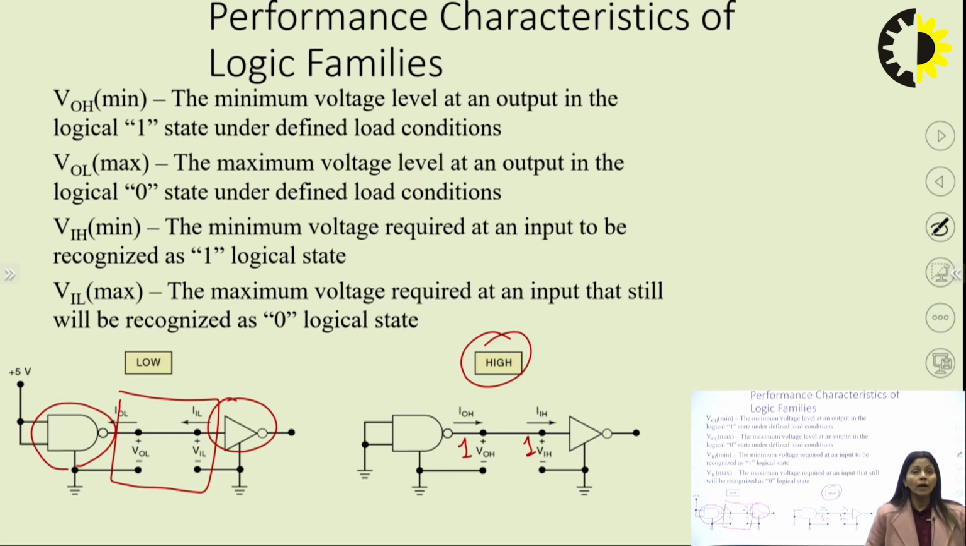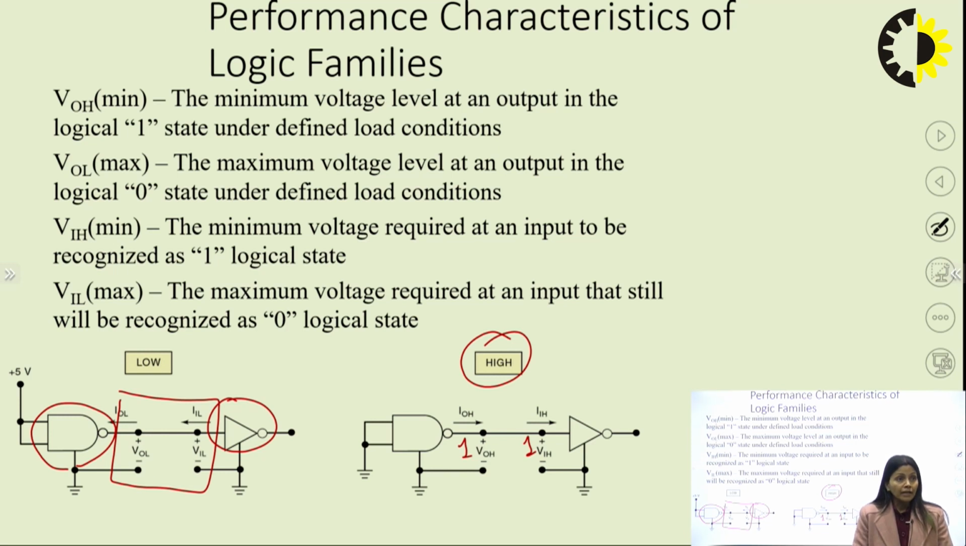Similarly, VOL maximum. Now if I am giving a low input between the two circuits, then this low input should have that maximum value that the other circuit can recognize, okay. So that level for minimum or low output, the minimum voltage that can be applied so that another gate identifies it as a 0 input, this is known as VIL maximum, and that should have some value so that it can be recognized by the next gate.